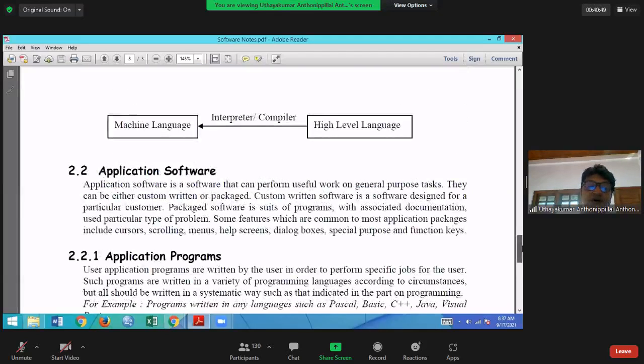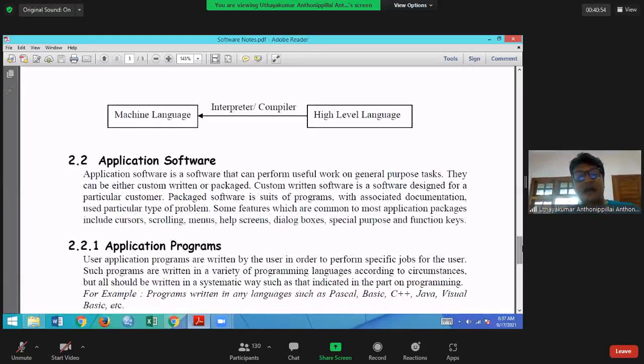Say in application software, the second one, application software. We can further classify it into two: application programs and application languages. Application software is software that can perform useful work on general-purpose tasks. They can be either custom written or packaged. Custom written software is software designed for a particular customer.